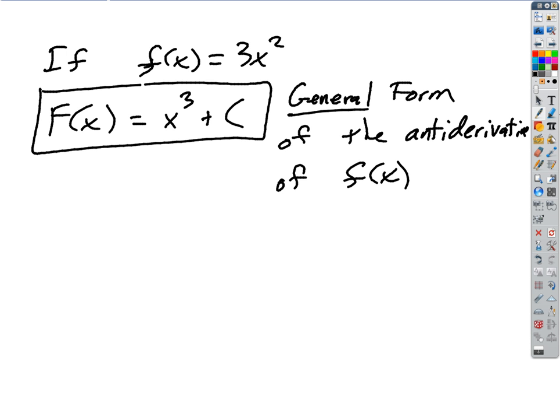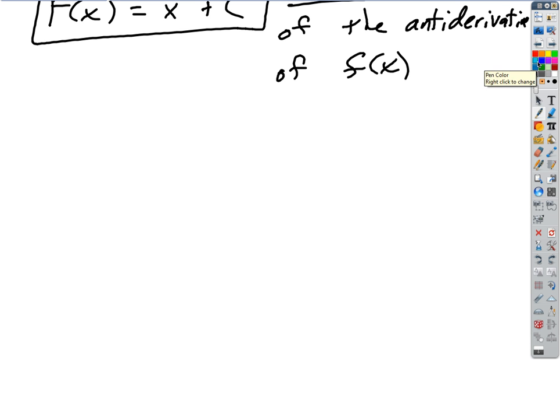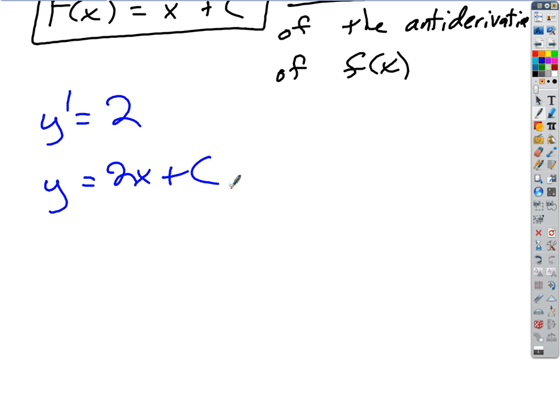Let's look at maybe a graphical example of this. What if we take something a little bit simpler? How about we start off with the Jeopardy question: y prime equals 2. The antiderivative of that is the Jeopardy answer. So what would it be? What is 2x? And if this is written in terms of y prime, then we would write it as y equals 2x plus c.